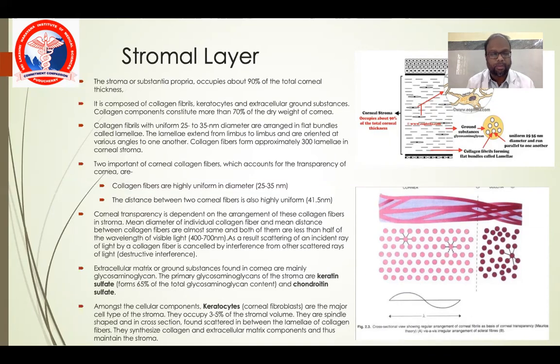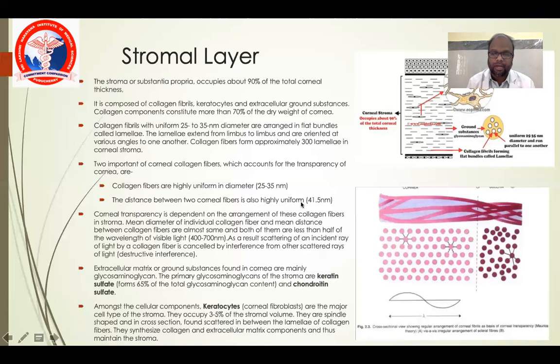They have a uniform thickness, diameter, and the distance between the two collagen fibers is also highly uniform, about 41.5 nanometers. You can see here, this is the arrangement of the collagen fibers in the cornea compared to the arrangement of collagen fibers in the sclera. Can you see in the sclera, the collagen fibers are randomly distributed. That is, the intercollagen distance is not the same. While in the case of the cornea, the intercollagen distance is highly uniform. They are stacked in proper lamellae.